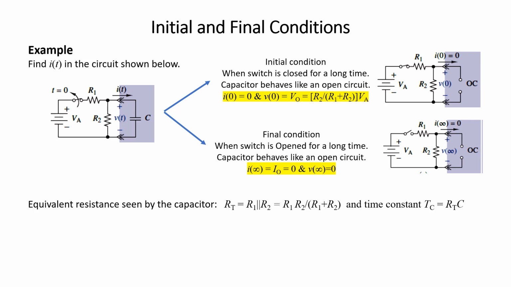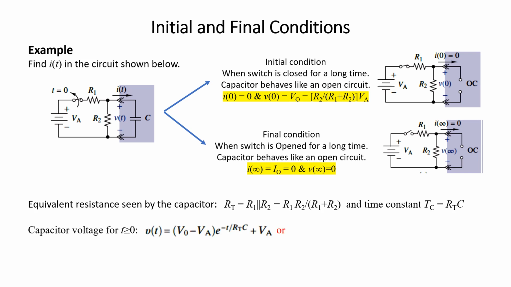The equivalent resistance seen by the capacitor is just like a Thevenin resistance seen by the capacitor. For the Thevenin resistance seen by the capacitor, we short circuit the voltage source, and it is the parallel combination of R1 and R2, and the time constant is RTC.